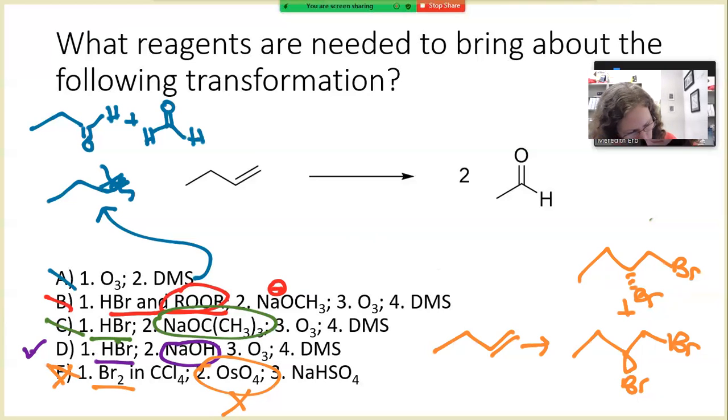So now we can go back to answer choice D and confirm that it is the correct choice because there's not one that's more efficient than it. Only answer choice D will get us from point A to point B with major product formation.